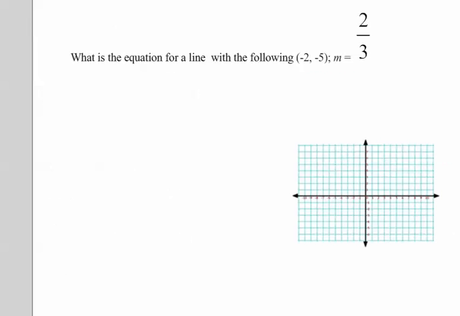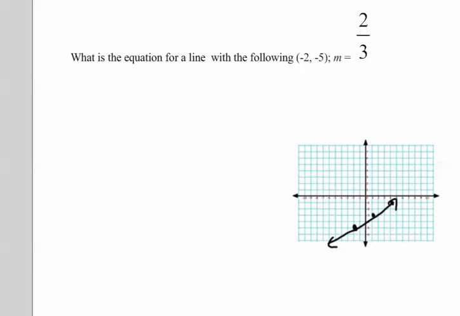All right, what is the equation for a line that goes through (-2, -5) and has a slope of 2/3? I'm going to graph this first. Go back 2 and down 5, and put a dot. Then up 2 and to the right 3, and put a dot. Then up 2 and right 3 again, and put a dot. So here's what my line looks like. I know what my line looks like, I just don't know what my equation looks like.